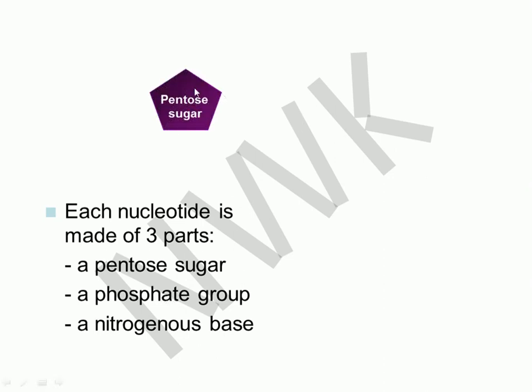So a nucleotide consists of a pentose sugar, or 5-carbon sugar, linked to a nitrogenous base. The nitrogenous base contains the element nitrogen. That's why we call it a nitrogenous base. And the other side of the pentose sugar is linked to a phosphate group. The phosphate group itself carries two negative charges. That's why DNA and RNA are negatively charged.